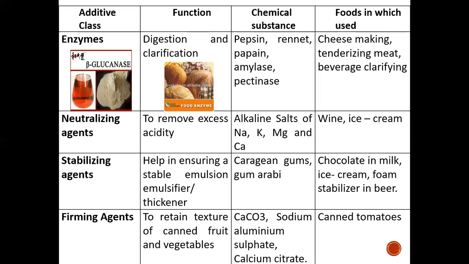For example, firming agents are mainly used in canned vegetables like canned tomatoes, canned pineapple, etc. Because sometimes when you are canning foods like tomato, it can be canned in salt water. What happens is the tomato, after some time, becomes very withered and loses all its texture. But calcium carbonate, sodium aluminum phosphate, sulfate, etc., can be added so that the canned tomato stays as a tomato. It won't just dissolve or anything like that. So that is a firming agent.